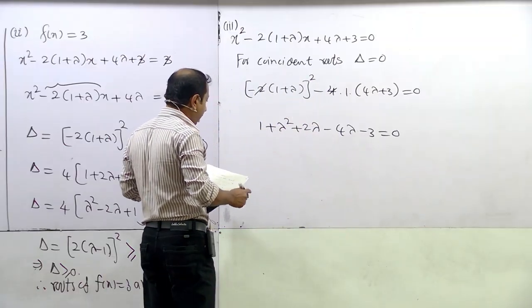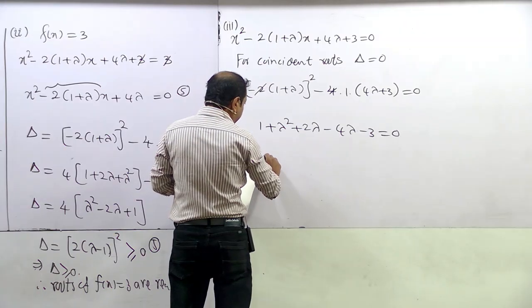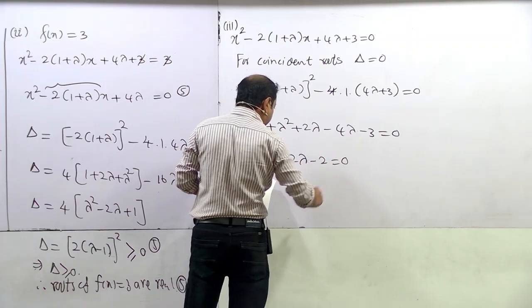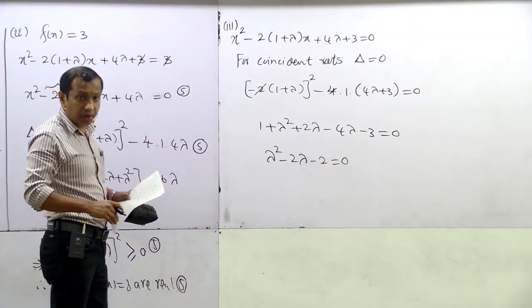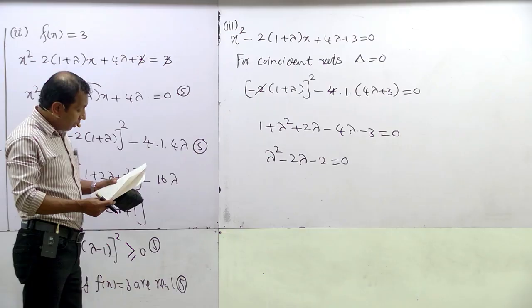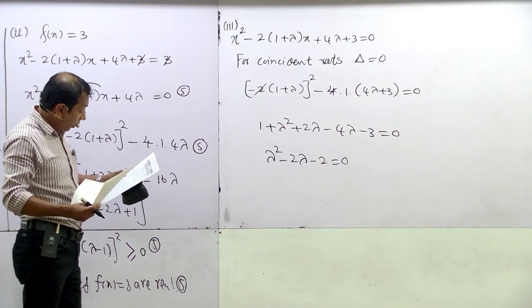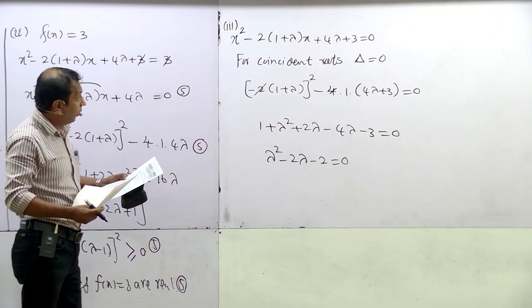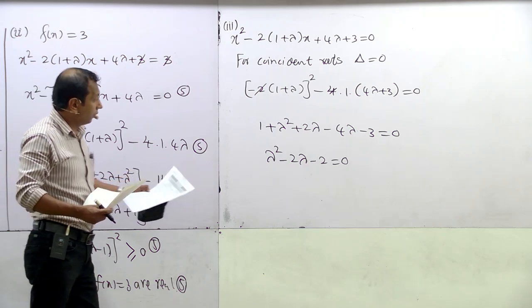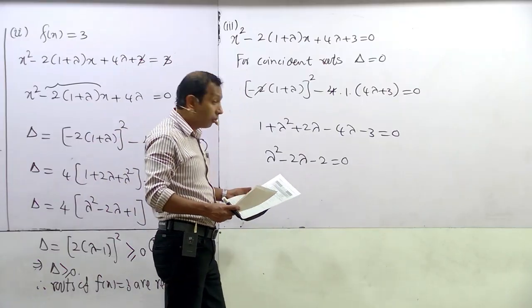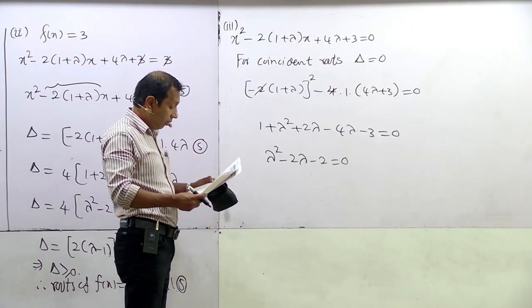Okay, so when you simplify this, we get lambda squared minus 2 lambda minus 2 equals 0. This is the quadratic equation of lambda. We are given in the question that lambda 1 and lambda 2 are two values of lambda so that the equation fx equals 0 has coincident roots. When fx equals 0 has coincident roots, this is the quadratic equation in lambda we get, then its roots should be lambda 1 and lambda 2, right?